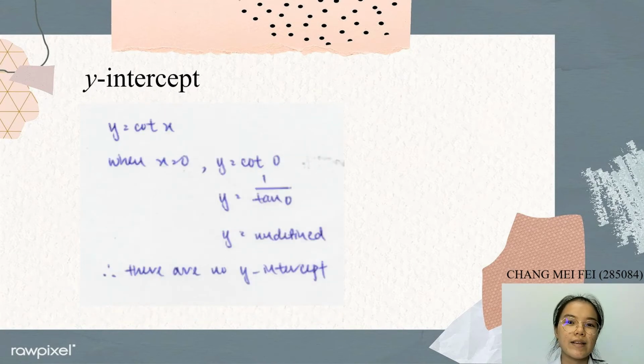To find the y-intercept, we need to let x equal 0. When x equals 0, y equals cotangent 0. Cotangent 0 can be written as 1 over tangent 0, which is undefined. Therefore, there is no y-intercept.